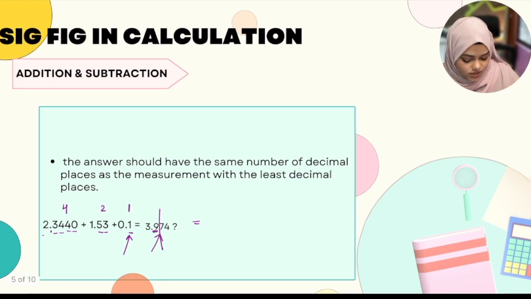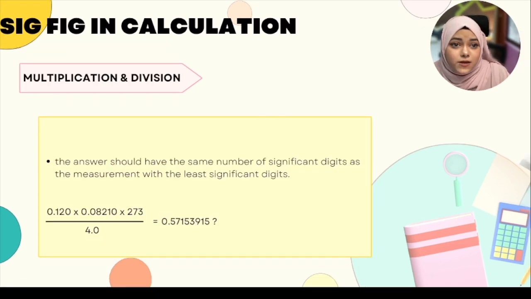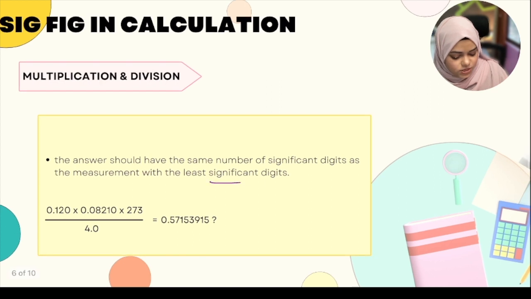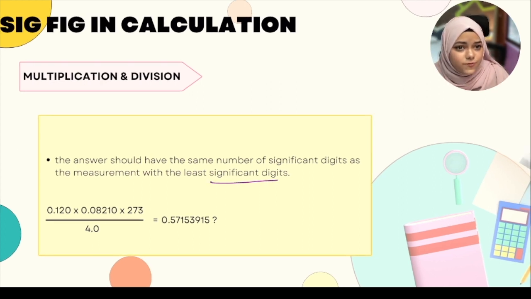Now, because after the 9 we have a 7, that's going to be added to 1, which makes it 4.0. Now, what about the rules in multiplication and division? In multiplication and division, we multiply everything, we divide everything, and the answer is supposed to have the lowest significant figure. It's not based on the decimal place anymore. Decimal place was just for addition or subtraction. But when we have multiplication or division, we look at the lowest significant figure.